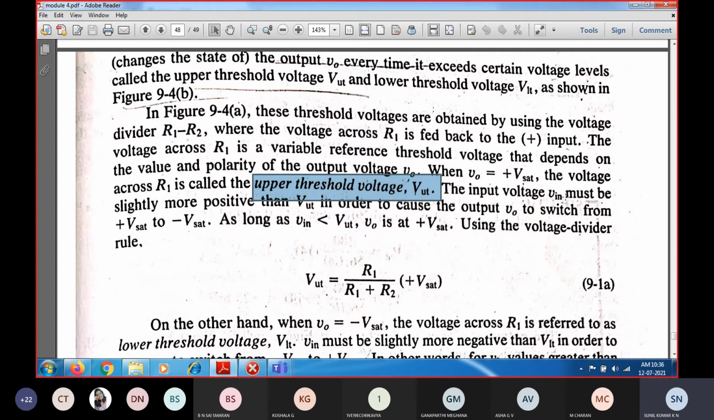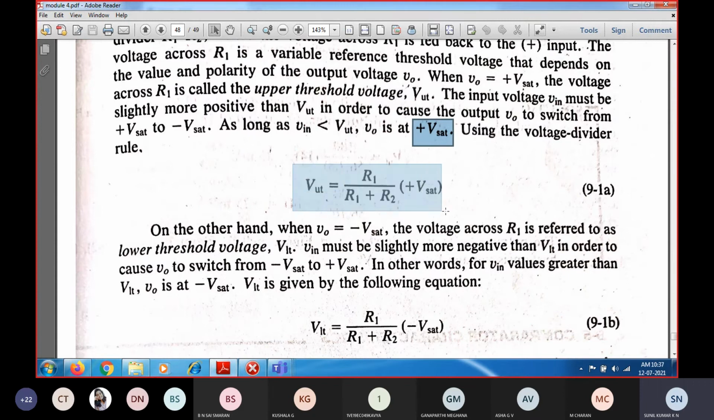The input voltage Vi must be slightly more positive than the VUT. If it is greater than VUT, then obviously the output will switch from positive saturation to negative saturation. As long as the input voltage is less than the upper trigger point voltage or upper threshold point voltage, the output will be in positive saturation. And whenever the input voltage just exceeds the upper trigger point voltage, the output will switch from positive to negative saturation. And this is the upper threshold voltage.